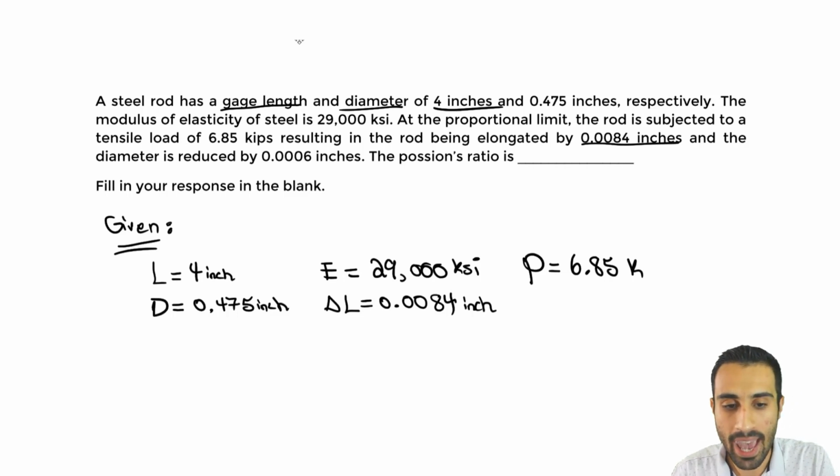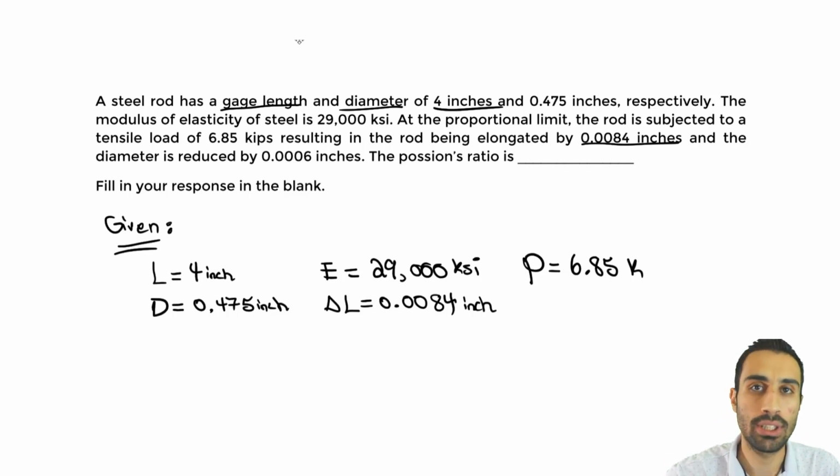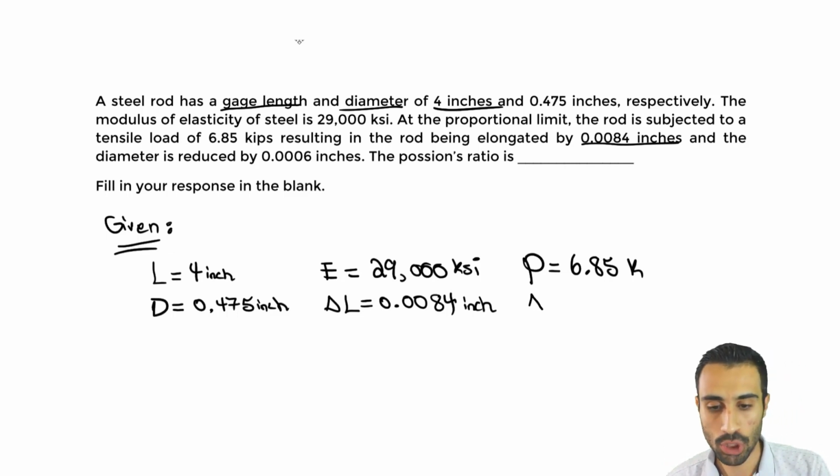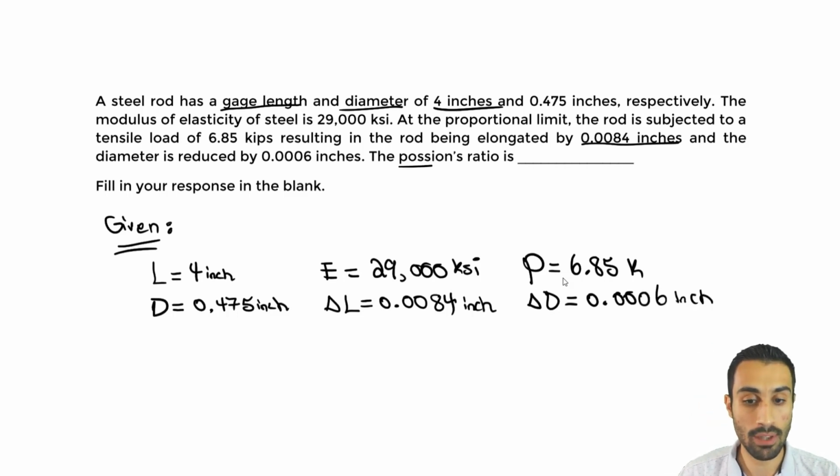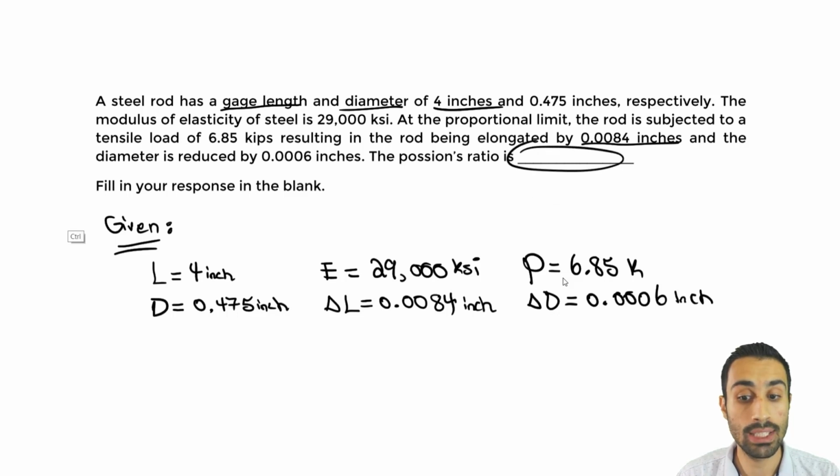So this would have to be what? A change in diameter. It's a change in diameter, not the final diameter. So that would be the change in diameter, which is this value of 0.00630 inches. So now we have everything denoted as we're given, and the Poisson's ratio is what?